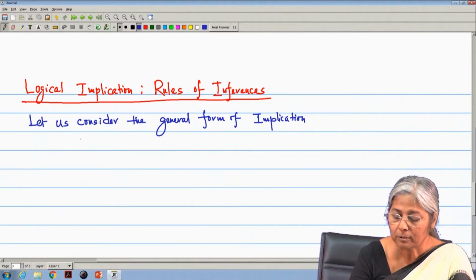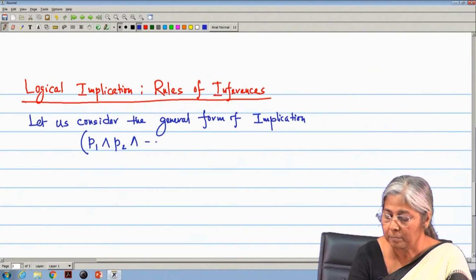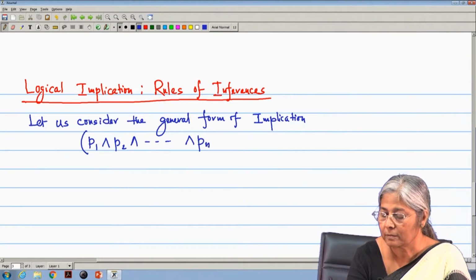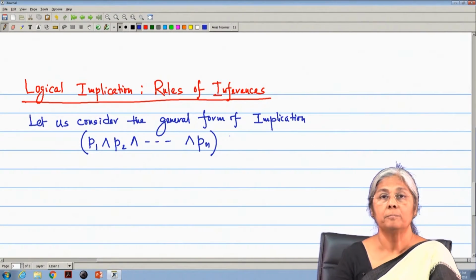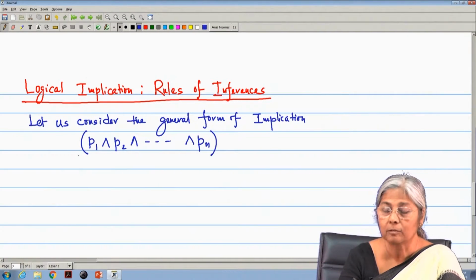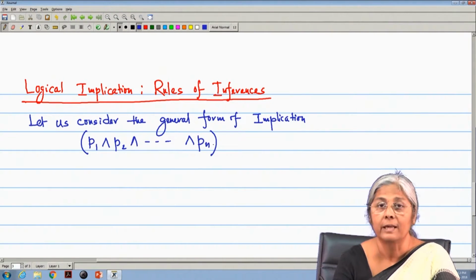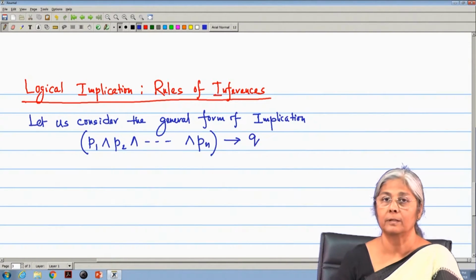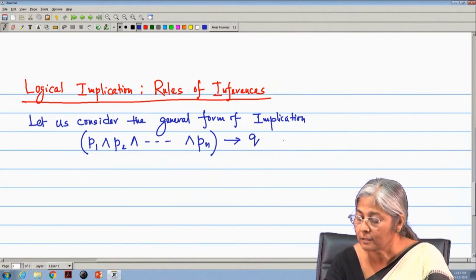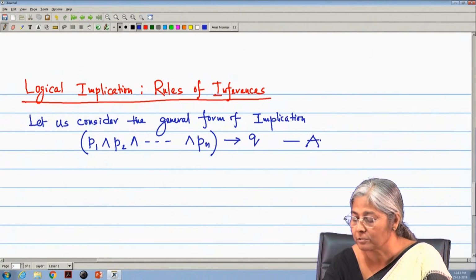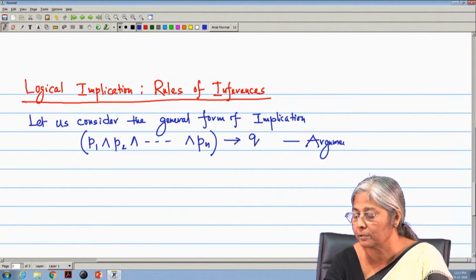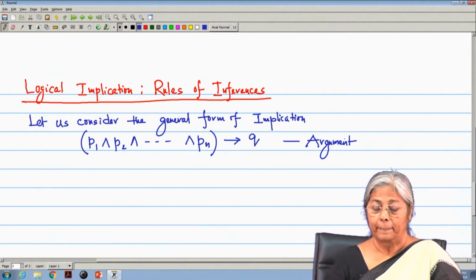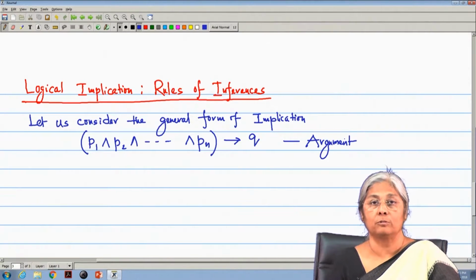Let P1, P2 to Pn be primitive statements, and the conjunction of these n primitives implies Q. We call this an argument. Now, whether this argument is valid or not.